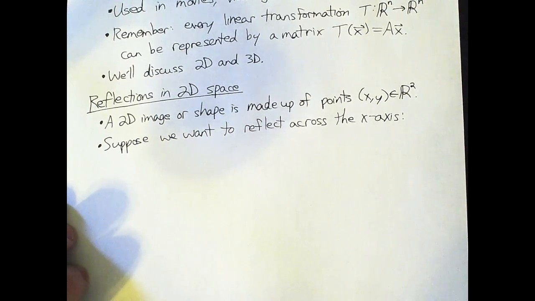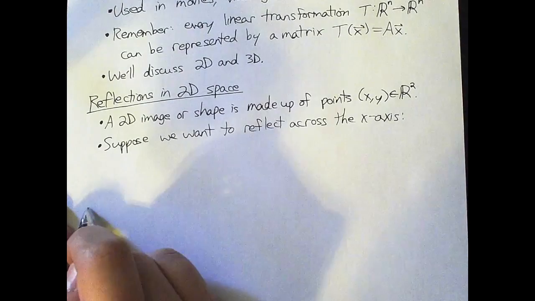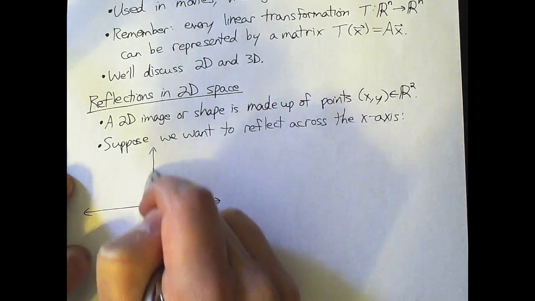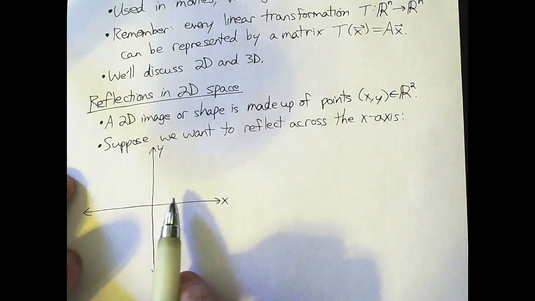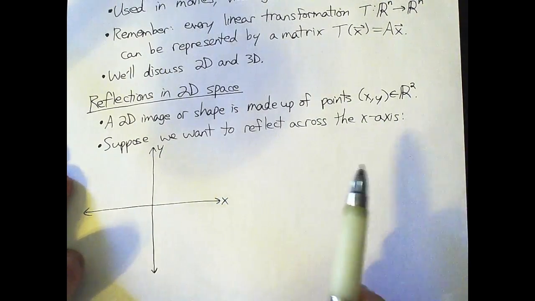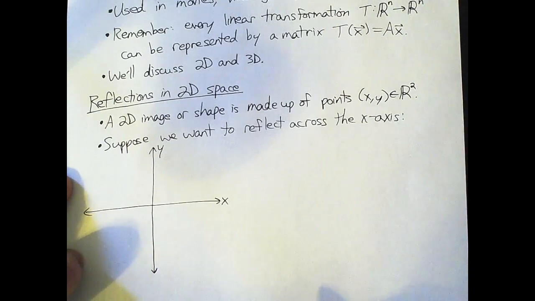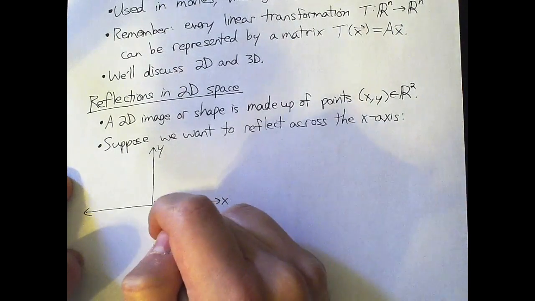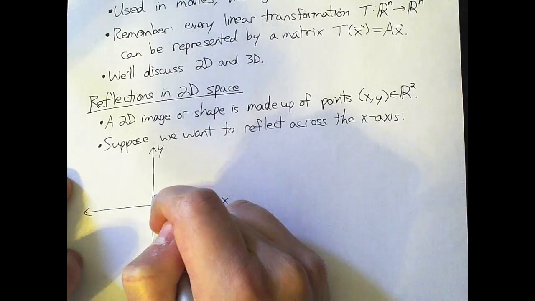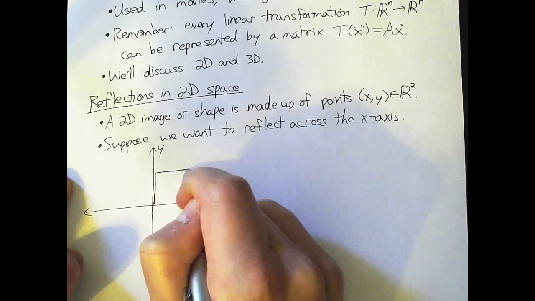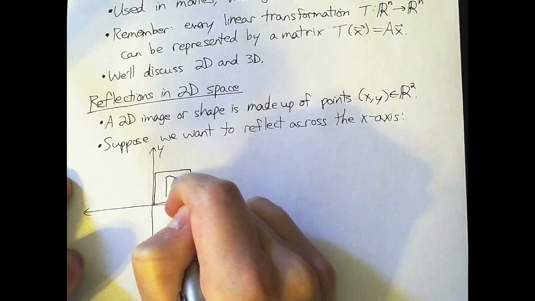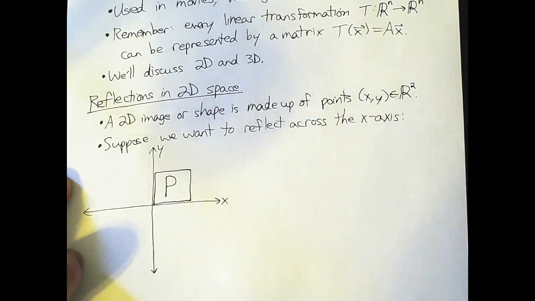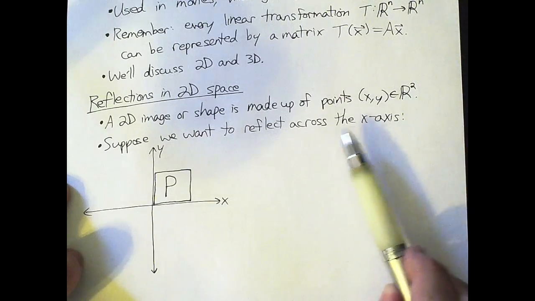And I'll draw a picture of this. This is easy to draw because it's only two-dimensional. So we have an x-axis, a y-axis. Let's suppose that we have a picture that's in quadrant 1, and I want to reflect it across the x-axis. The way that I'm going to depict this, my picture in quadrant 1, I'm just going to draw as a box. And I'm going to put the letter P, for picture. All right, so that could be some kind of image, and we want to reflect it across the x-axis.